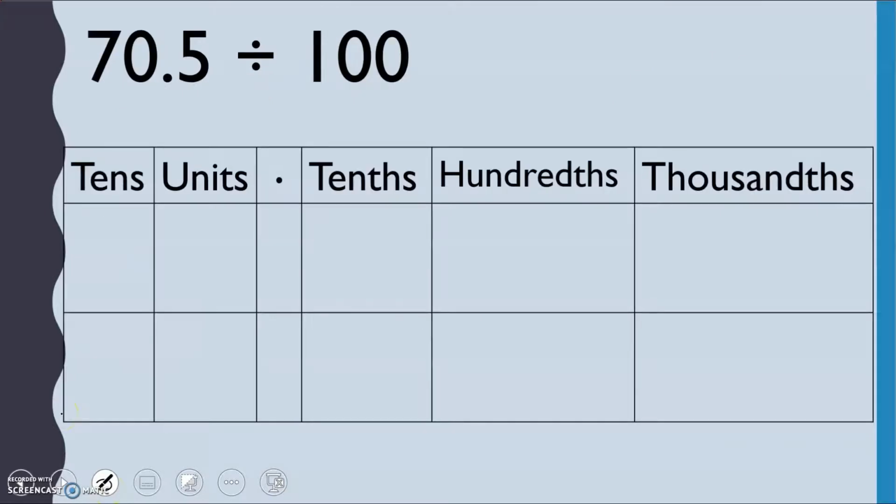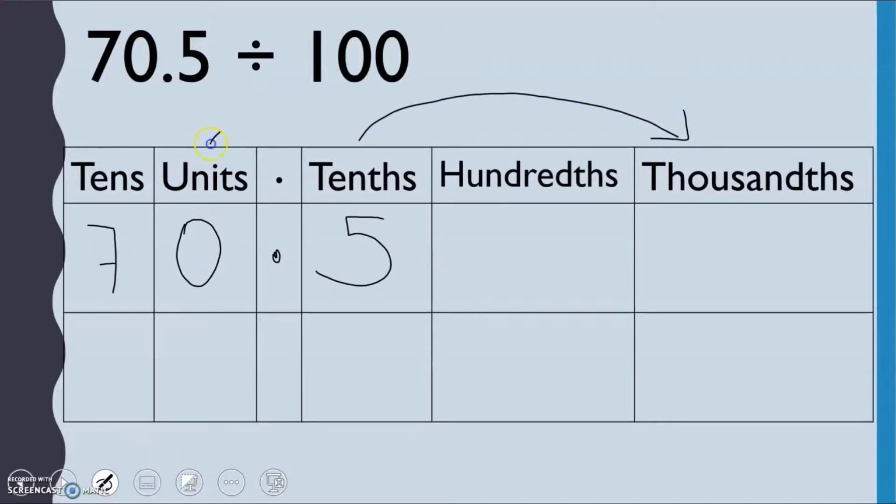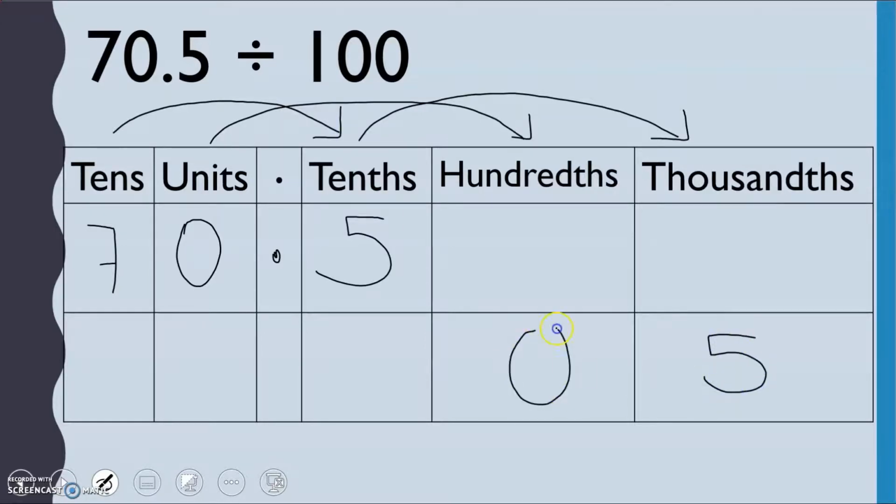So this time we've got 70.5 divided by 100. So I'm just going to go ahead and fill in 7 tens, 0 units, my decimal, and then 5 tenths. We've got our 2 zeros, so everything is going to move back two place values. So tenths down to my thousandths, units down to my hundredths, and tens down to my tenths. So let's move it all down then. So 5 is going to move into this space, my 0 into hundredths, and my 7 into the tenths.